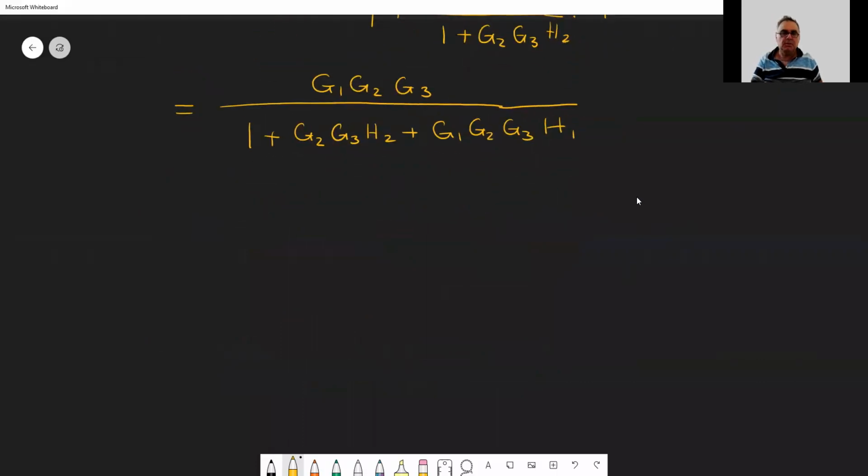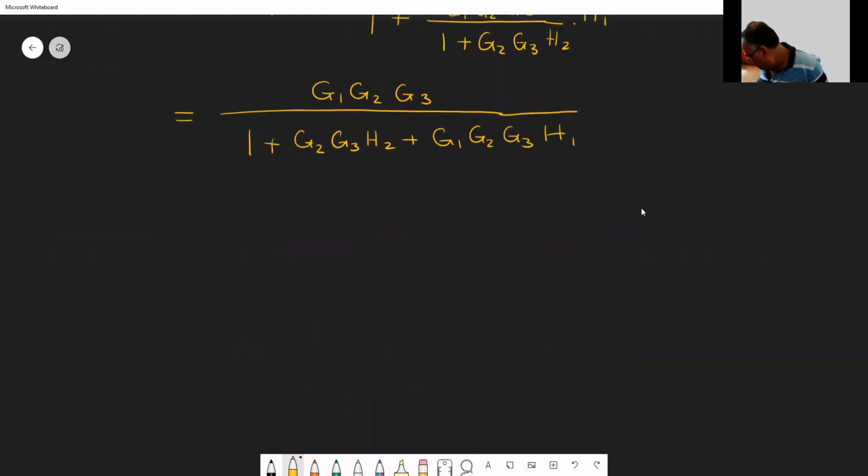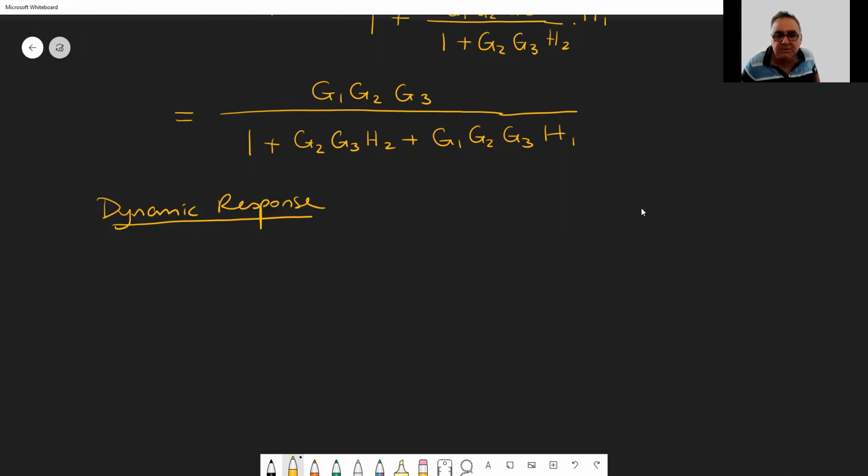I'm going to continue with the dynamic response of different kinds of systems, first order, second order systems, and so on. But let me give you a very basic introduction to this. Let's say that we have a first order. Dynamic response, first of all, is very much influenced by the poles and zeros, especially the poles of the system.